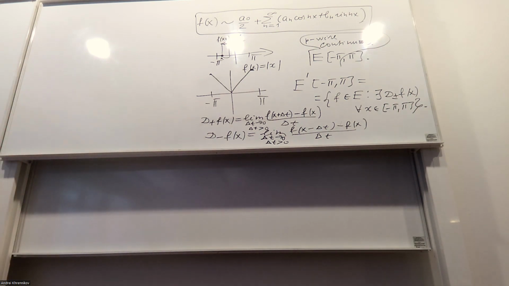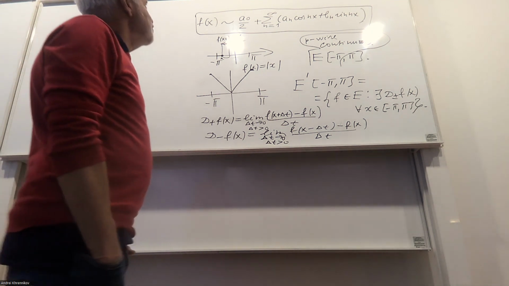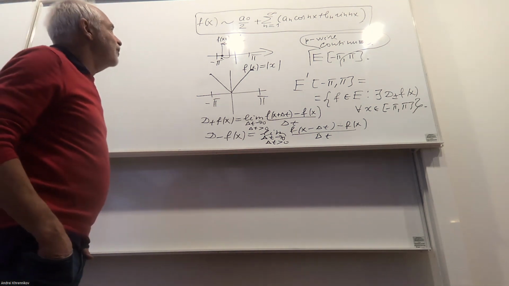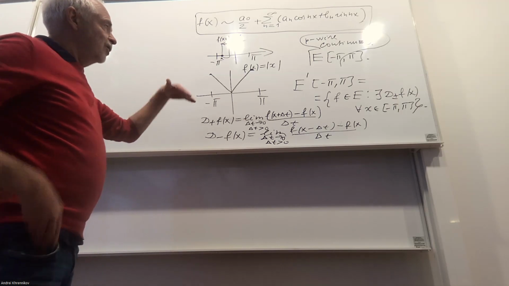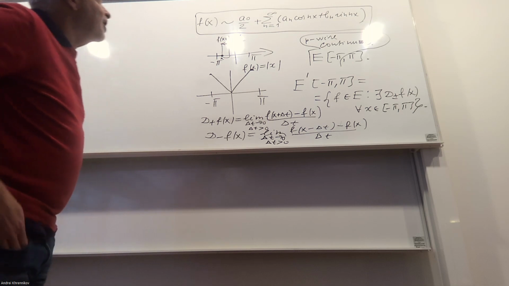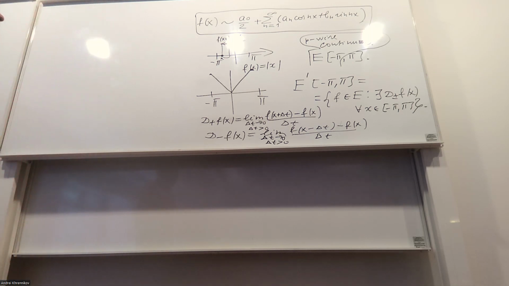where we hope to prove that the Fourier series converges. It converges not to the function f, but just to the average of the left-hand side limit and the right-hand side limit.